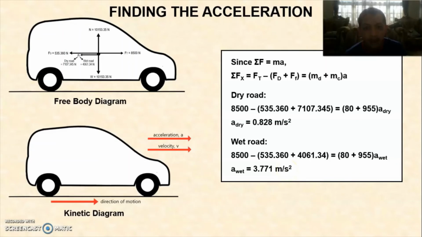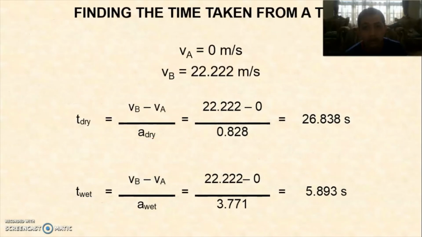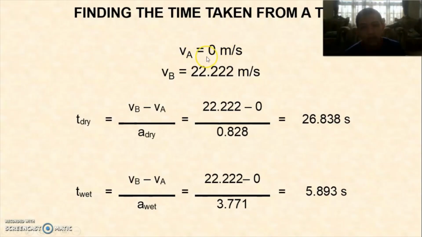Now let's move to the velocity. We know that the car starts at rest, so VA equals 0 meter per second and VB equals 22.22 meter per second. We want to find the time taken from point A to point B on both dry and wet roads.